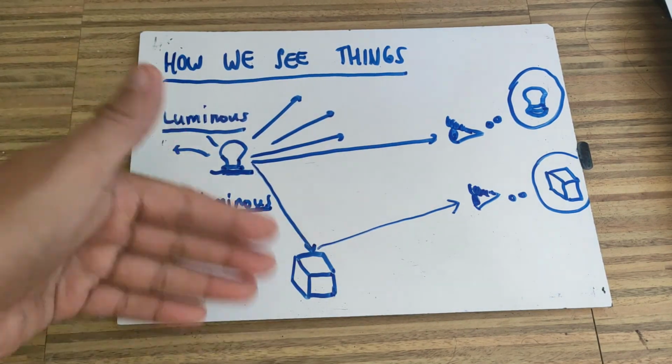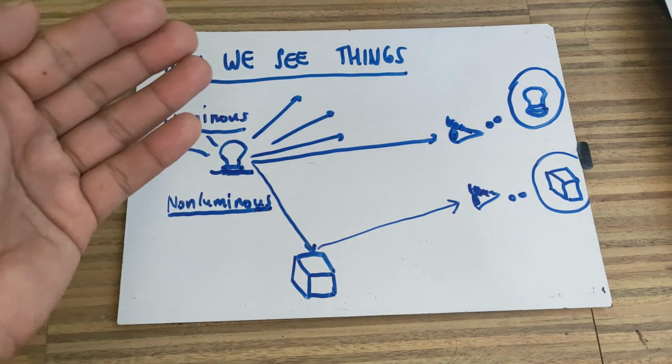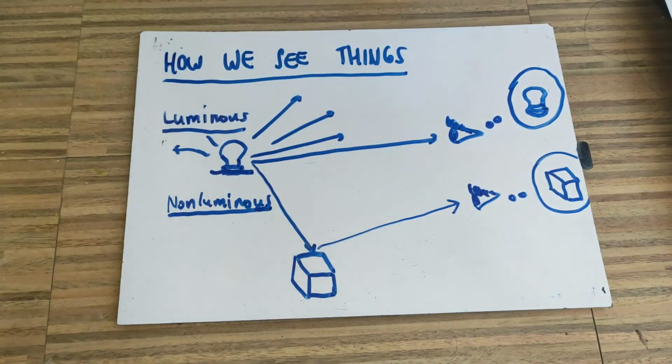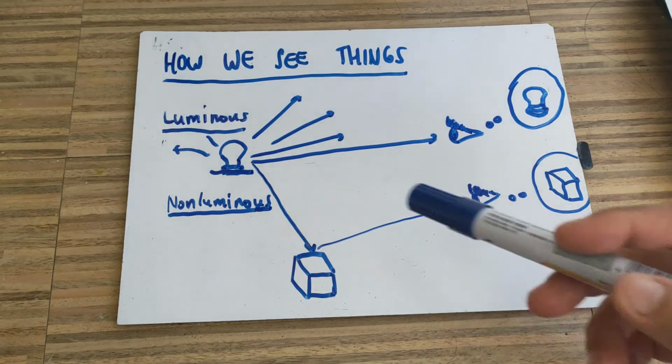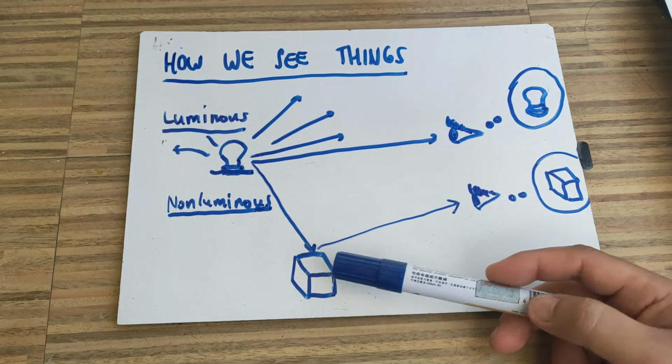So there is this interaction between luminous and non-luminous objects with light, and that light is the one that gets interpreted by your sense of sight. So in other words, if not for the luminous objects, we would never see non-luminous objects.